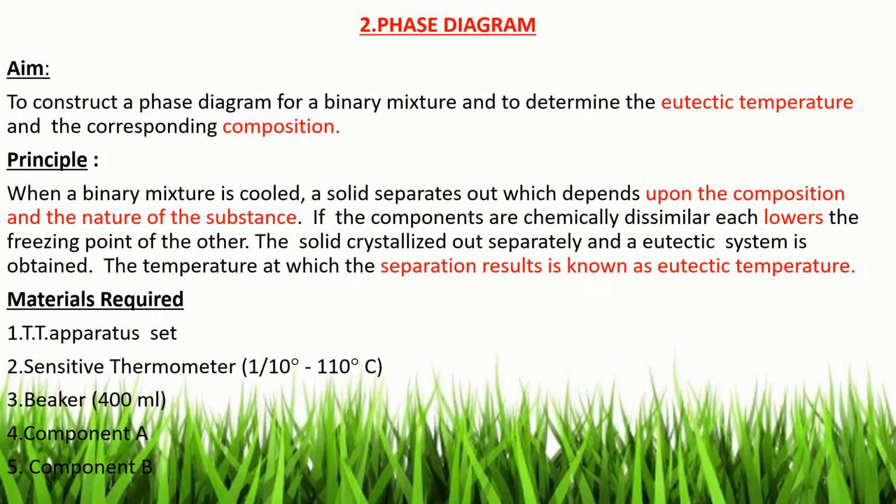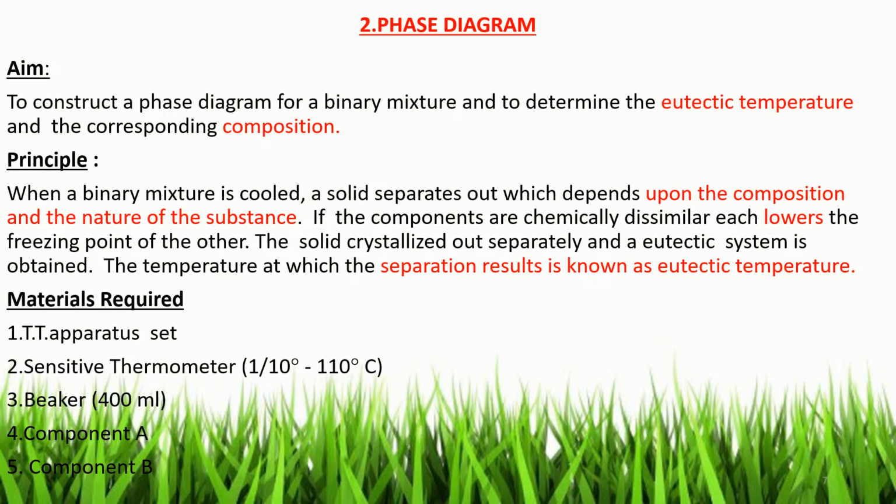And here the eutectic mixture is a mixture of two components which has a particular composition with the lowest melting point on addition of the two components, and the corresponding temperature is called the eutectic temperature. That composition is called the eutectic composition.